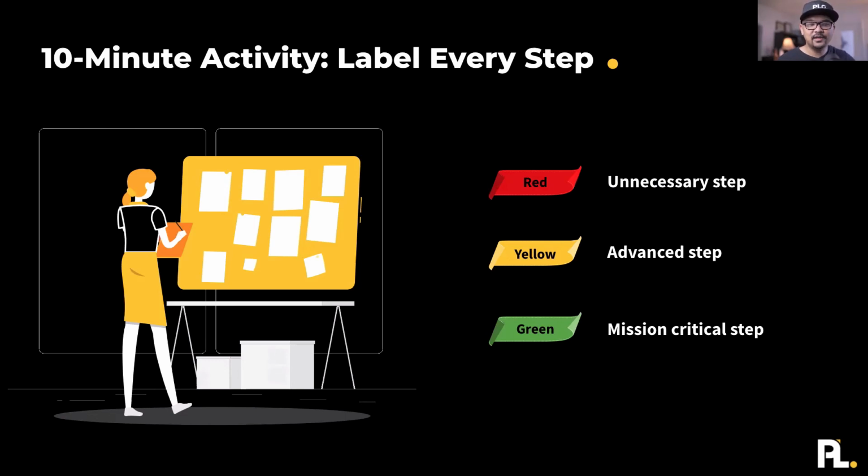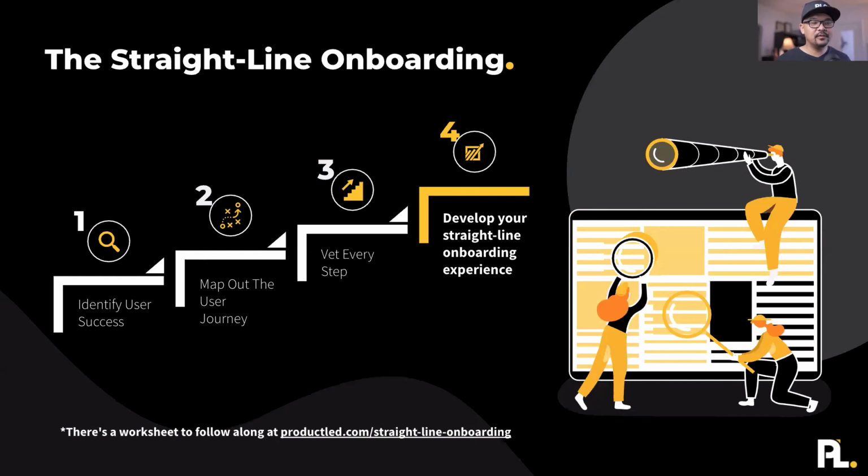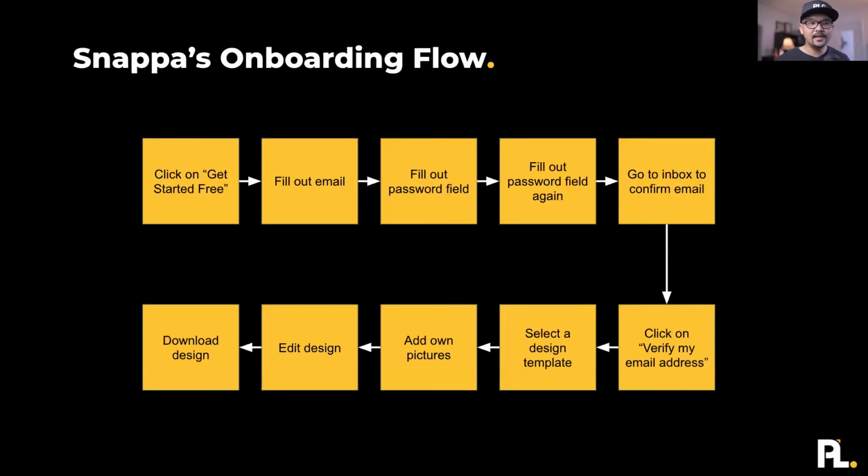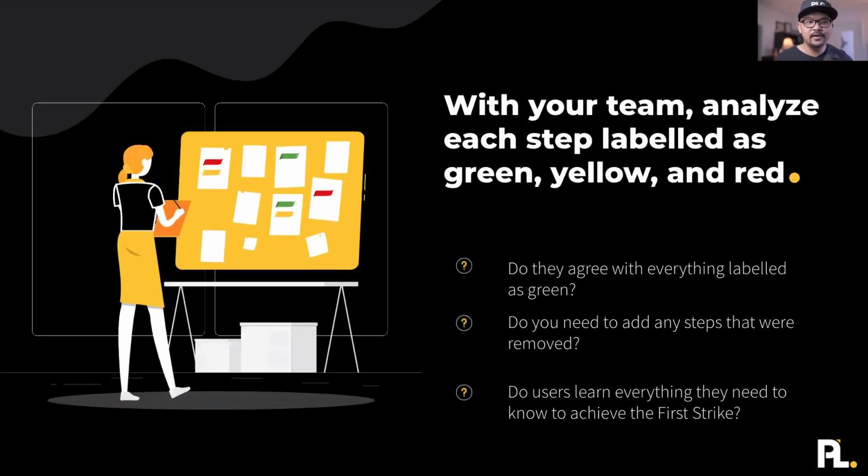And the last one is green, which is the mission critical steps. These are ones that you absolutely need to keep. And once again, you want to go through this with your team. Once you've gone through this with your team, you want to make sure that they agree with this or they don't. Do you need to add any steps or remove any? Do users learn everything they need to know to achieve their first strike?